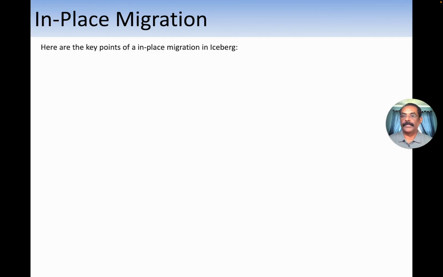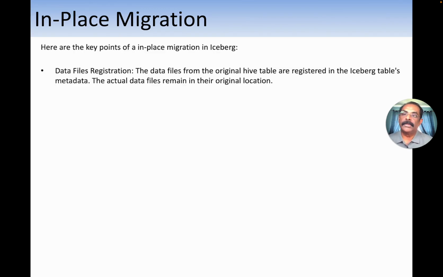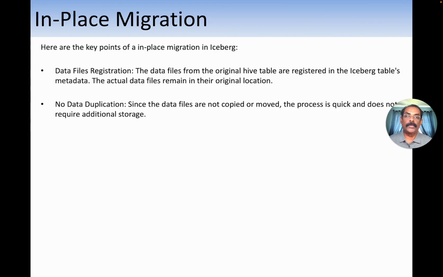That's the key. So here are the key points in in-place migration. Data file registration: the data files from the original Hive table are registered in the Iceberg table metadata, and the actual data files remain in their original location, so they're not moving anywhere. No data duplication, since the files are not copied or moved. The process is quick and does not require additional storage. So that is the key, right? You don't need additional storage.